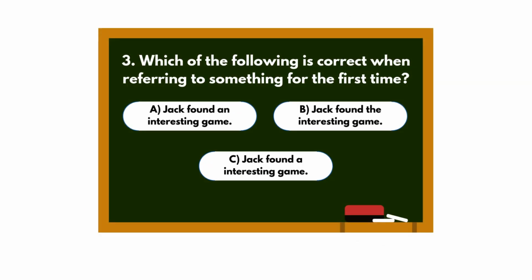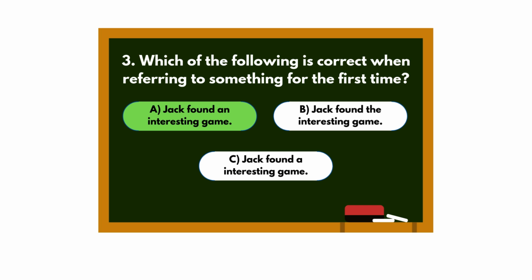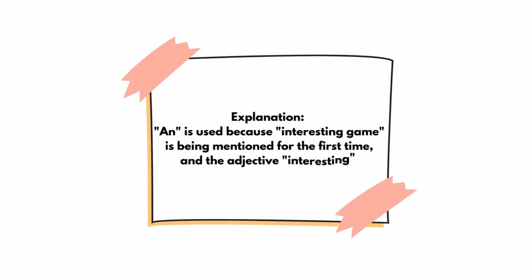Question number 3. Which of the following is correct when referring to something for the first time? Option A, Jack found an interesting game. Option B, Jack found the interesting game. Option C, Jack found an interesting game. The correct answer will be option A, Jack found an interesting game. Explanation: an is used because the interesting game is being mentioned for the first time, and the adjective interesting starts with a vowel sound.